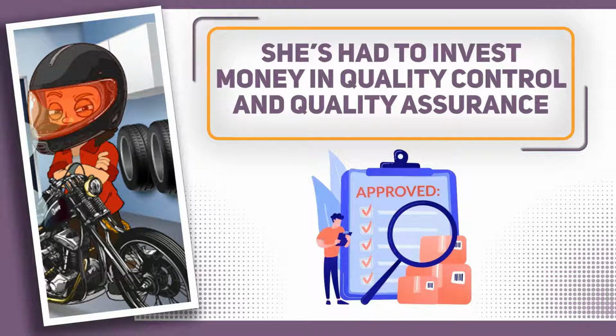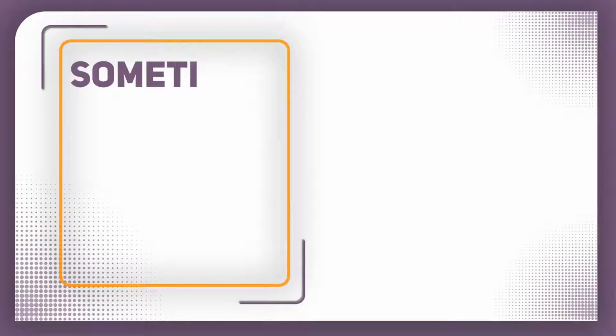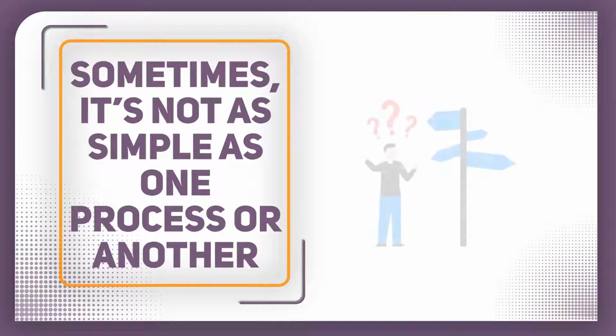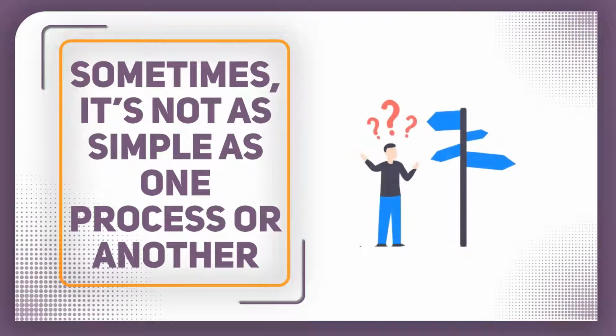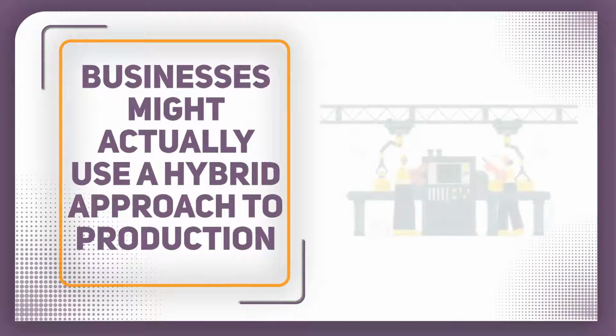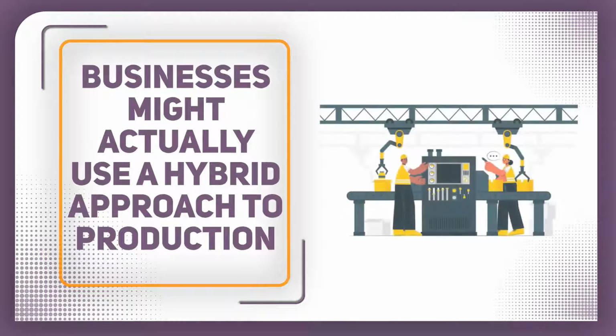So, there you have it. We have now explored each of these important production processes. However, sometimes it's not as simple as one process or another. We can explore each process individually, but in some cases a business might actually use a hybrid approach to production. Part batch, part flow. Even in some cases, part job.